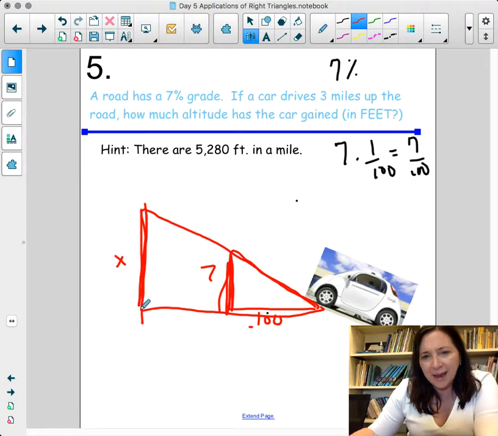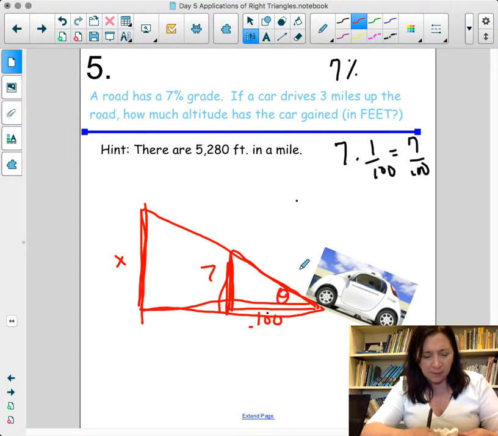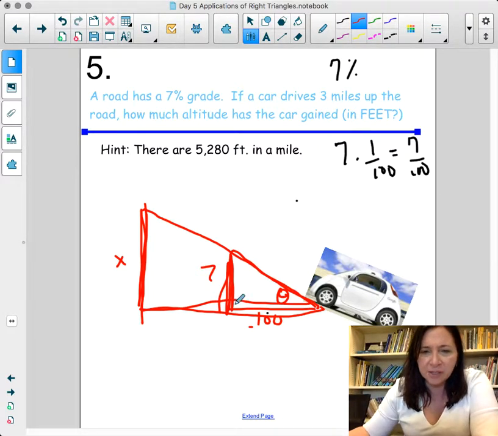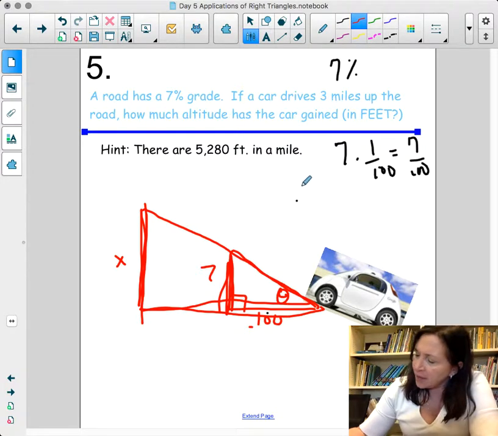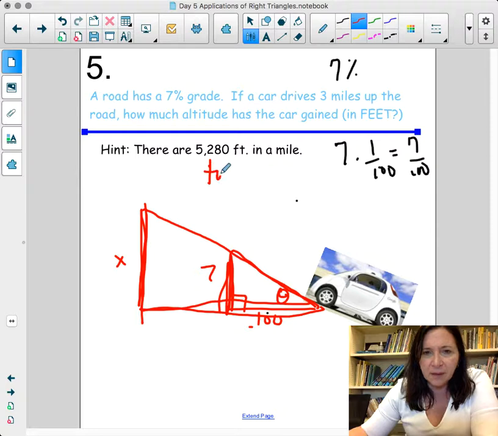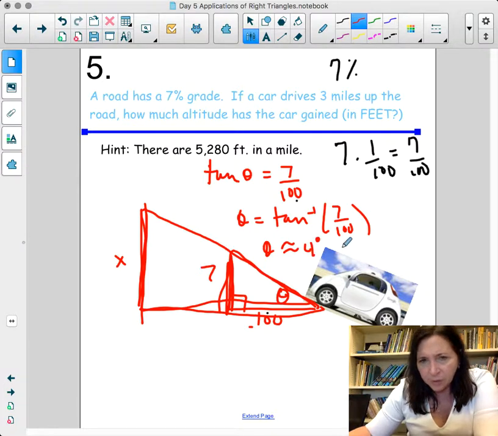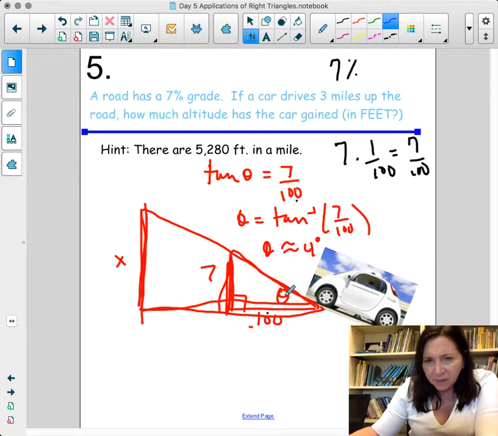So in order to find that altitude, okay, first of all, we need this angle in here. So to find that angle right there, we're going to use tangent because we have opposite over adjacent. And so we're going to say tangent of the angle is equal to 7 opposite over adjacent, which is 100. So theta is equal to arctangent of 7 over 100. And when you do that, you get theta is approximately 4 degrees. So this value right now is about 4 degrees.